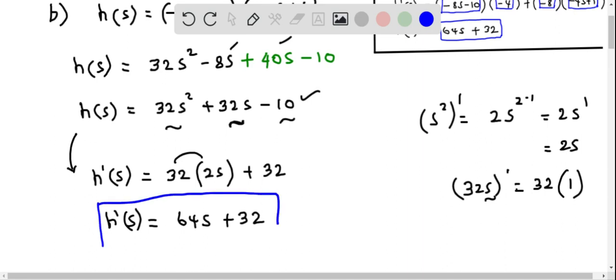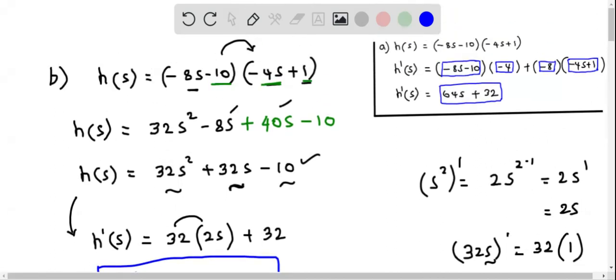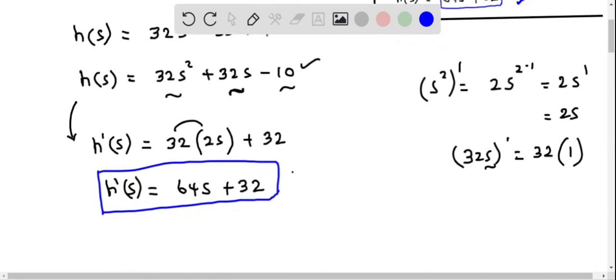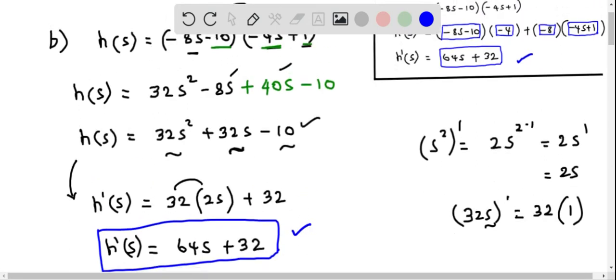We can now observe that these two derivatives which we have found in both methods, that is using the product rule as we have done in part A, as well as without using the product rule as we have done in part B, are the same.